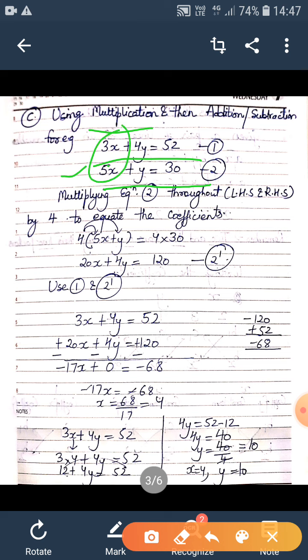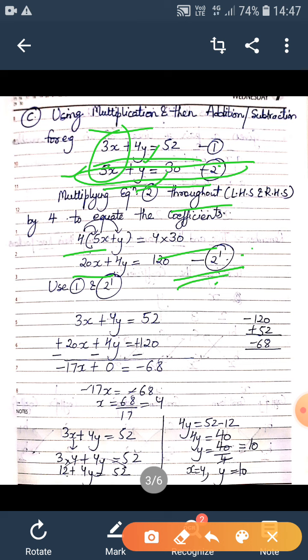So here we can see that in the first equation we have 4y and in the second equation we have 1y. So 1 can be made 4 by multiplying with 4. So we have to multiply the second equation. We can multiply the second equation by 4 throughout. Throughout means left hand side also by 4 and right hand side also by 4. So 5x plus y is multiplied with 4 and 30 is also multiplied with 4. So the answer is 20x plus 4y equals 120. So this is our changed second equation, that is why second dash.